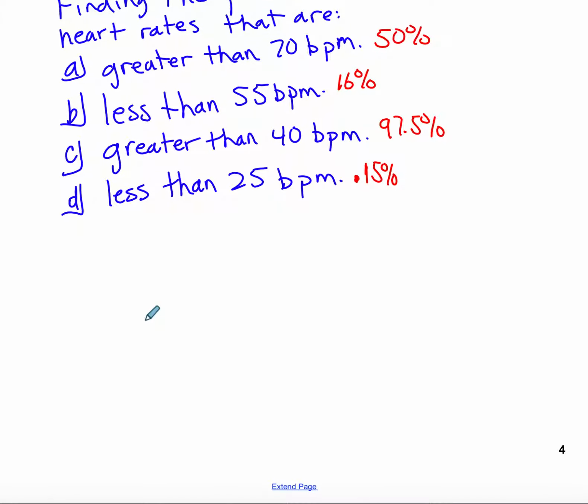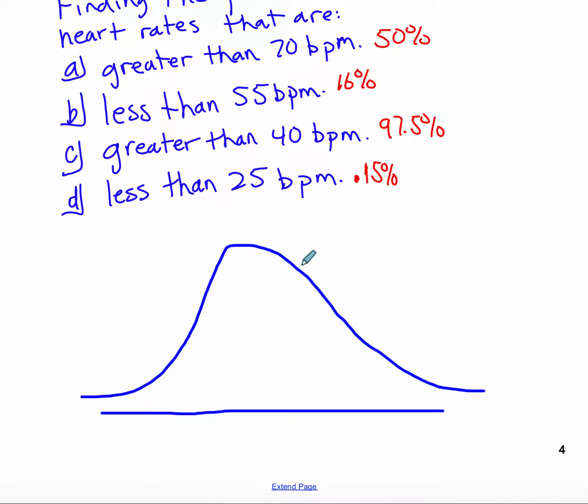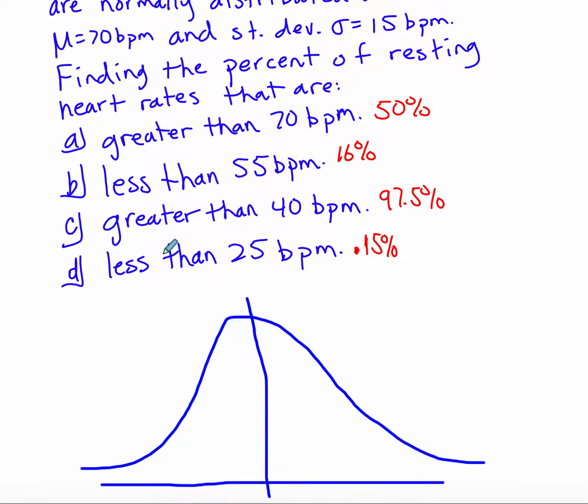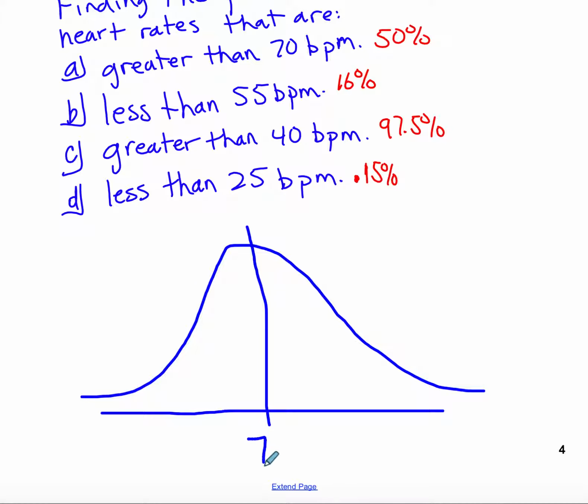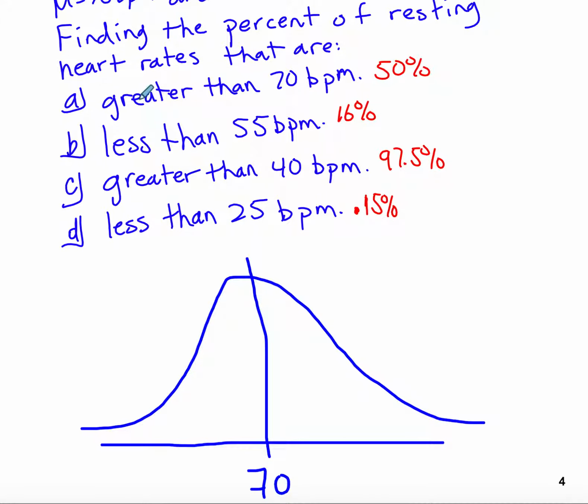So what I want you to think about is drawing a normal curve. So let's draw the normal curve. All right, and the center of the normal curve is your mean. So coming back up here, your mean is 70. So there's my mean of 70. And we want to know what percent of the people have a resting heart rate that is greater than 70. So that's talking about this area over here. But because of symmetry, the whole curve is 100%. So above 70, which is half the curve, must be 50%.